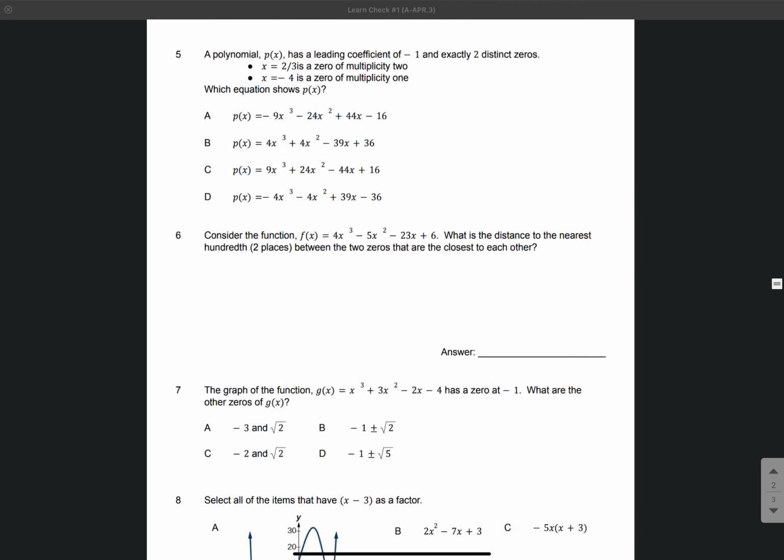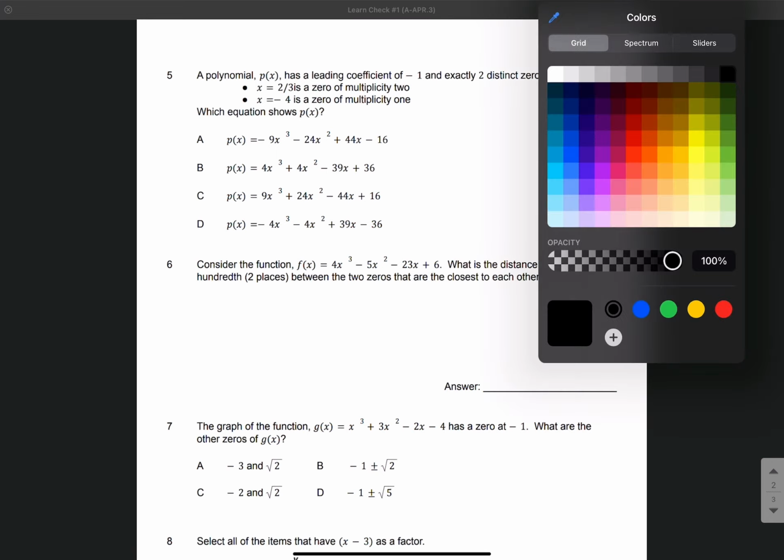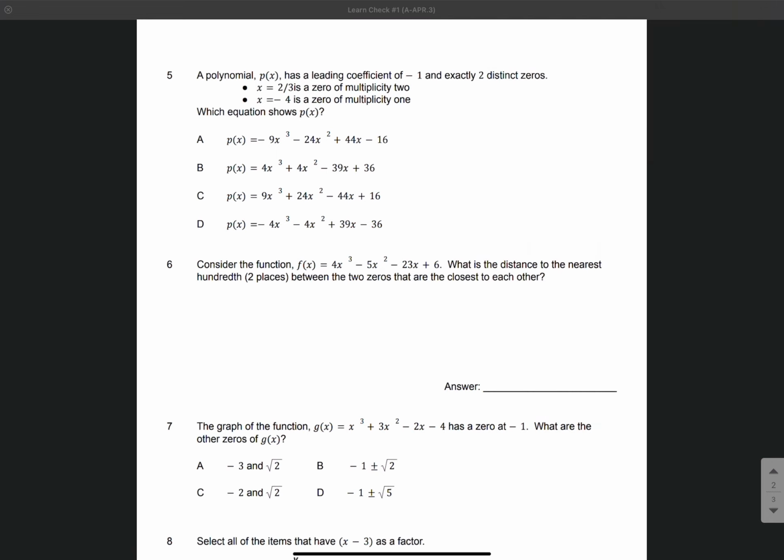All right. Problem number 5. So we need to set up our standard form. We can tell it's standard form because of the answer choices. And we've got a leading coefficient. And we've got some zeros, and notice we have a multiplicity. So we have x is equal to 2/3, and we have that twice. And then we have x is equal to negative 4.